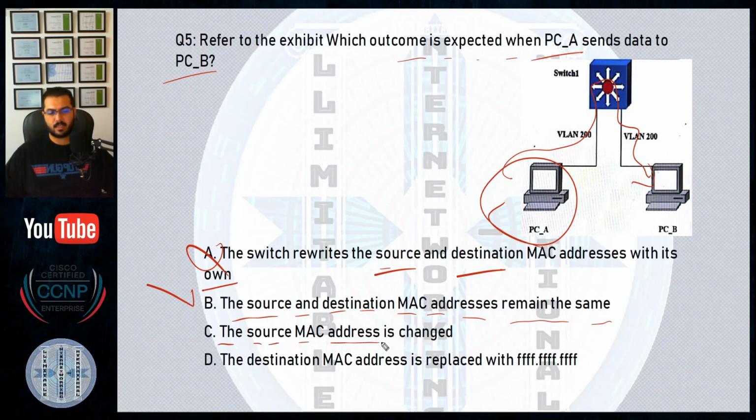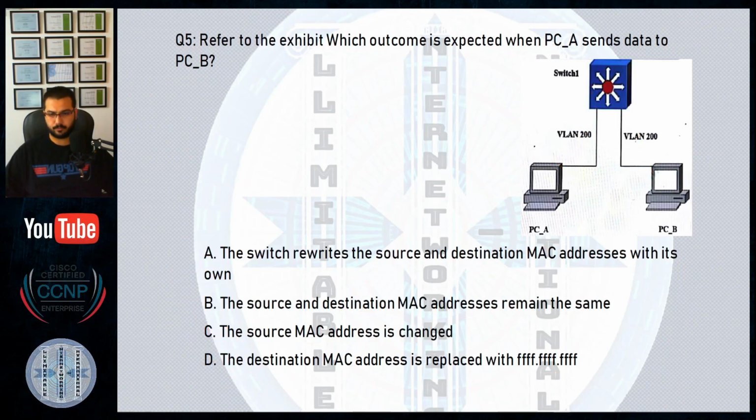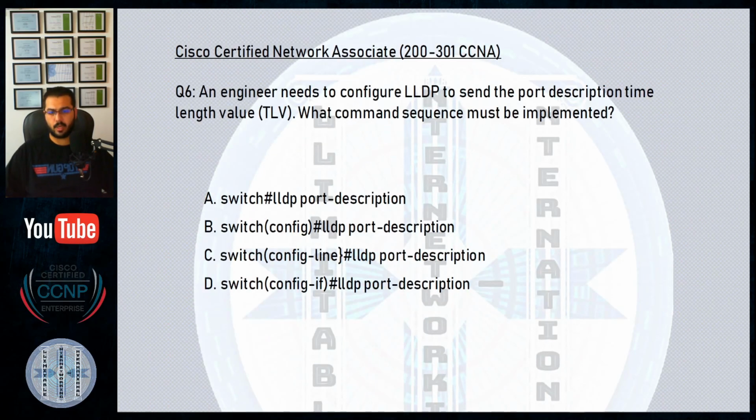The source MAC address changes? The source MAC address will never be changed alone, at least the destination as well. The destination MAC address is replaced with Fs? Yes, but only if there was a lack of ARP or MAC table entry, and I have no idea here about the MAC table, so I will not assume D. So I will choose only B for this question, and I hope that you agree with me.